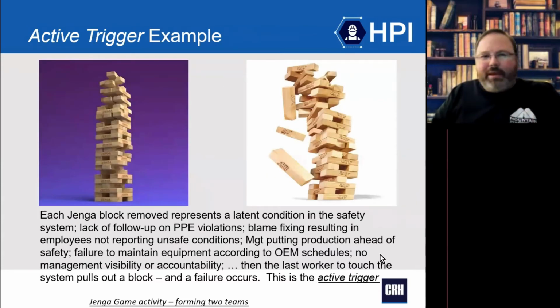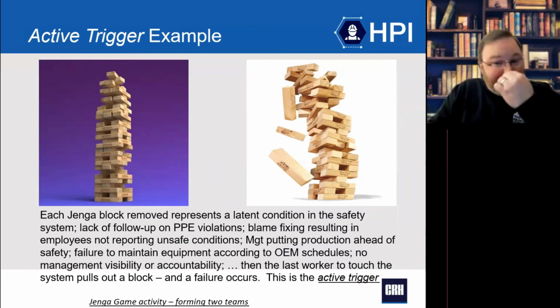So an example of that is the game Jenga. If you've never seen Jenga, you should check it out. Basically, you stack all these blocks up, and then you've got to pull one out at a time and stack them on top. Make the tower larger, but it makes it more unstable. Okay, and as you go through this, each person, as they pull one of the blocks out, that's just like this example with the latent conditions and the active trigger. Each one of those blocks you pull out is a hole in our system, is a latent condition.